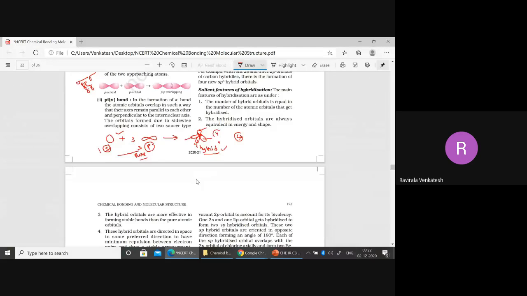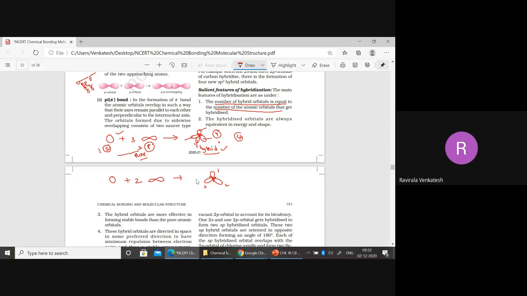I got 4 hybrid orbitals. For example, if I mix one s orbital and 2 p orbitals, I'm going to get 3 hybrid orbitals like this: 1, 2, 3. That means the number of hybrid orbitals is always equal to the number of atomic orbitals.